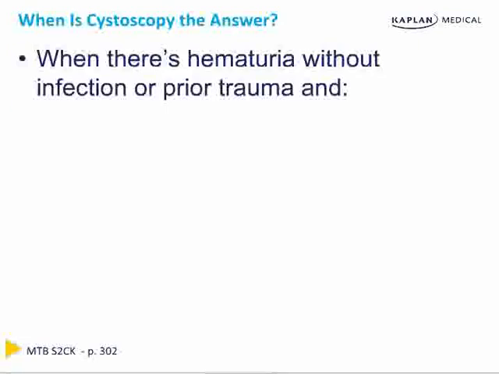We talked a little bit about cystoscopy on the previous slide. So let's discuss it specifically. When is cystoscopy the answer on the USMLE Step 2? So you'll consider a cystoscopy when you have a patient with hematuria, there's no infection, and there's no history of prior trauma. In that particular patient, there are pretty much 2 reasons to perform a cystoscopy.